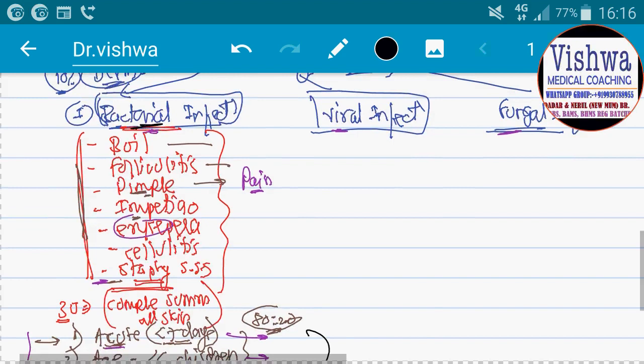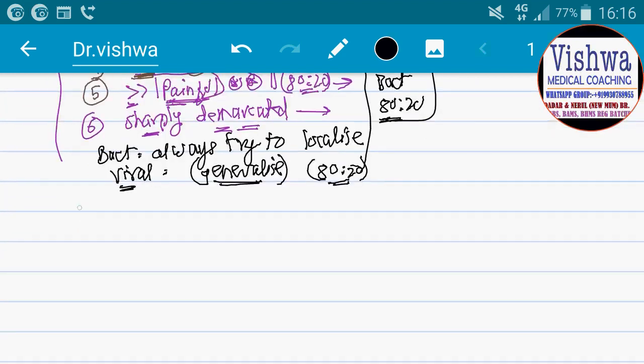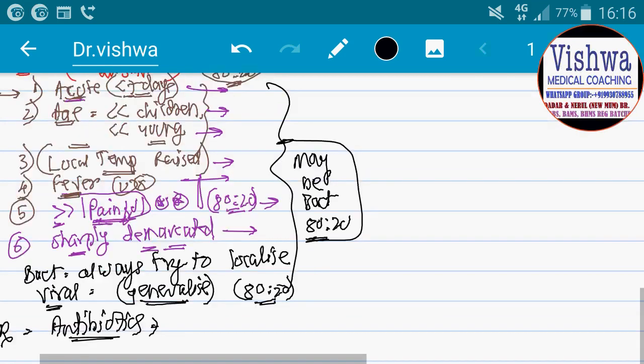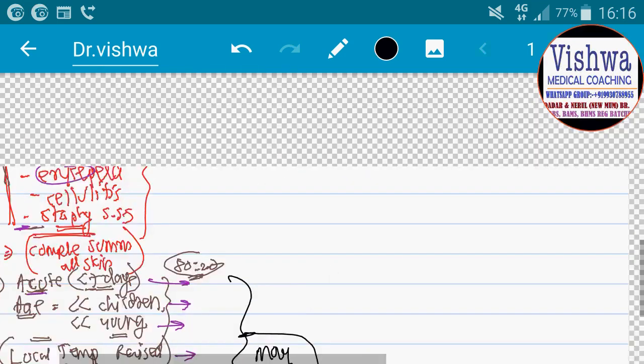Of course, for the treatment, we are going to go through the details in the slides. This means we give an antibiotic. What is the treatment we give? An antibiotic. Which antibiotic? That is all things we are going to cover in the slides.